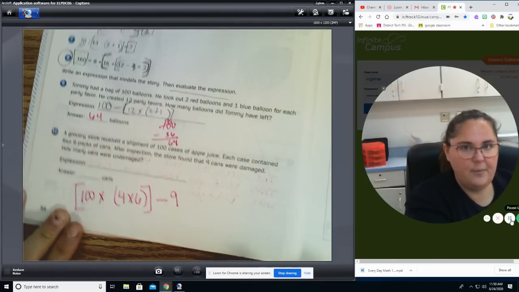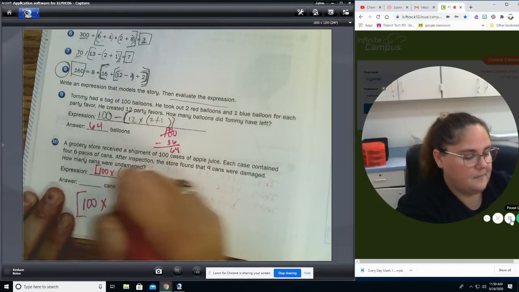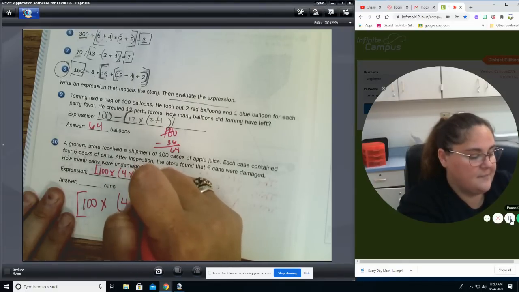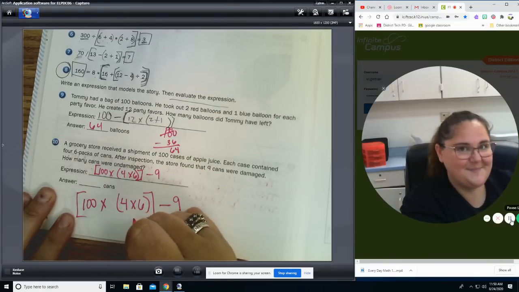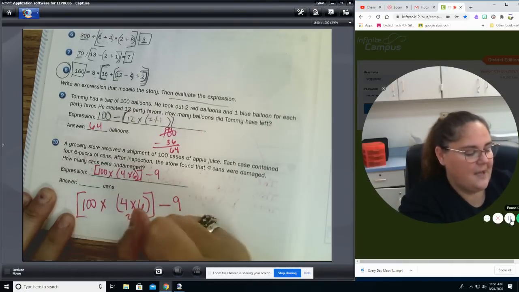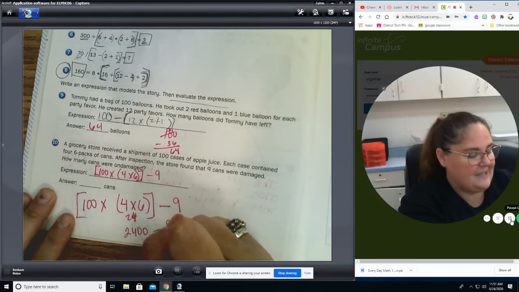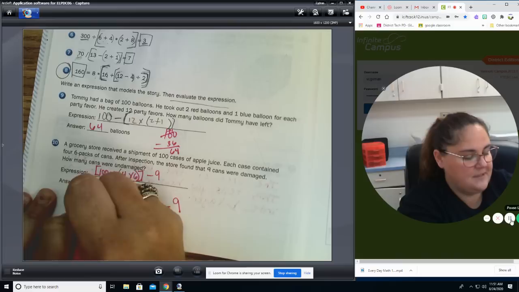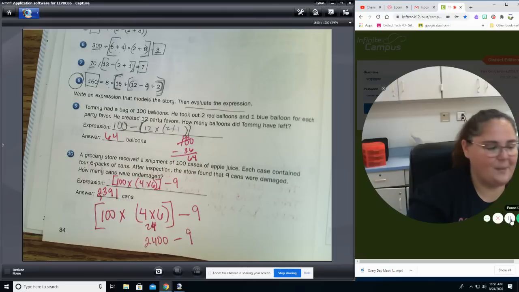Did you see how I thought through that problem? I started by finding out how many cases we had. Or I'm sorry, how many cans were in each case times how many cases we had, and then I'm going to subtract 9. So 4 times 6 is 24. 100 times 24 is 2,400. And then I'm going to subtract 9 cans because 9 cans were damaged. So you should have 2,391 cans. That's how you do that problem.